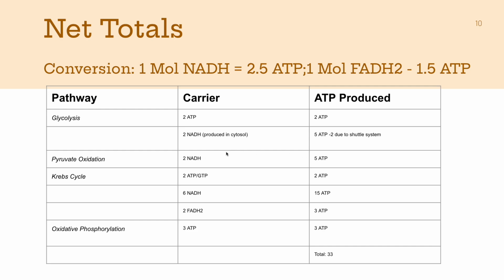Pyruvate oxidation, we gained a total of 5 ATP. Krebs cycle, as we talked about, we gained 2 ATP, 6 NADH converts us to that 15 ATP number. The 2 FADH2 gets us 3 ATP, and then during oxidative phosphorylation and ATP synthase, we gain 3 more, netting our total at 33.